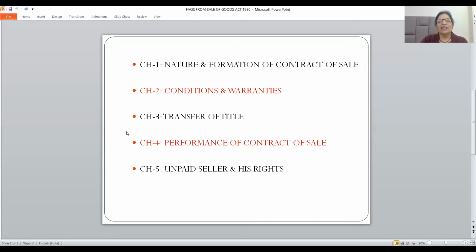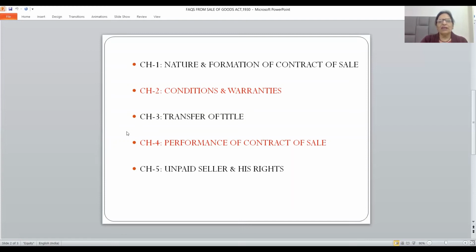Where the goods are in the deliverable state, where the goods have to be put in the deliverable state, where the goods are to be weighed in order to ascertain the price, or they are to be measured, or where the goods are sold on sale or approval basis as per section 24. So friends, you will have to explain all these 4 points with the help of examples or case laws.